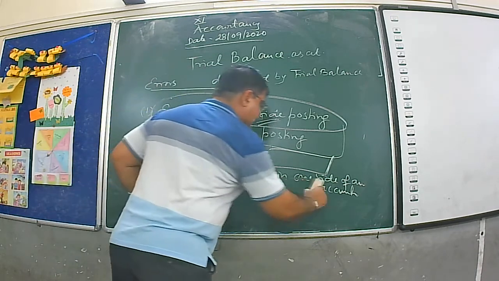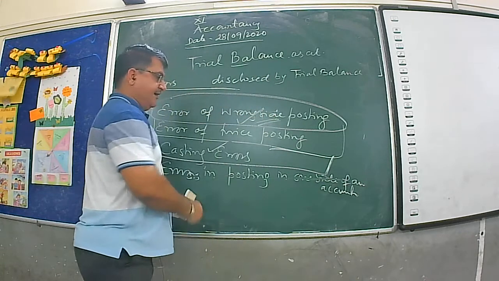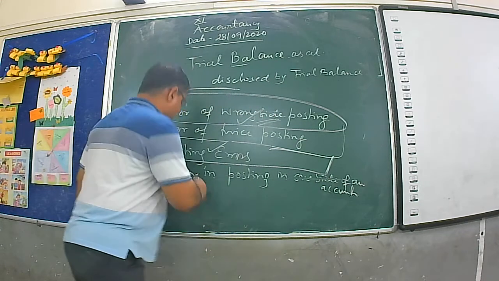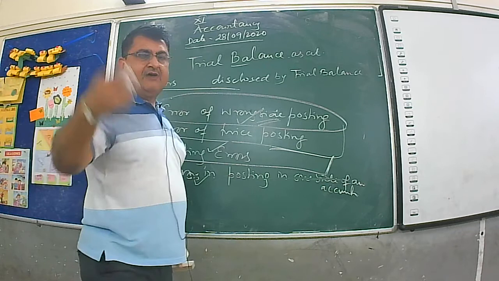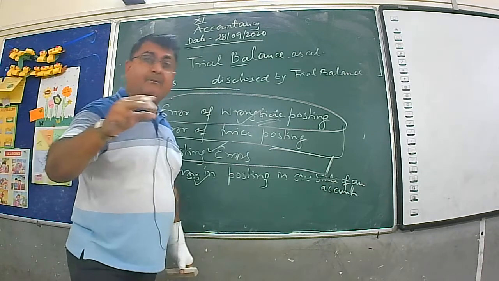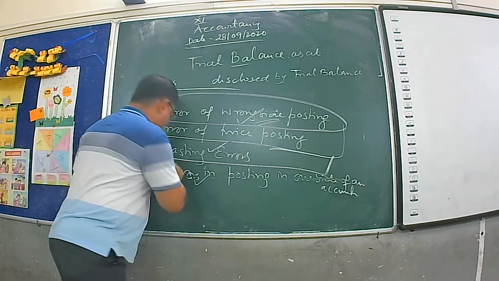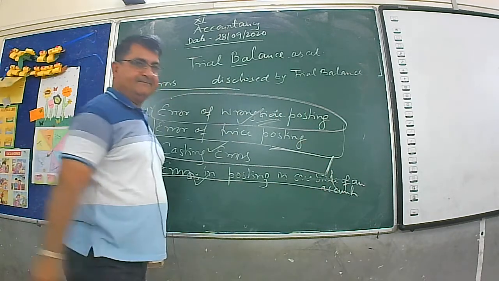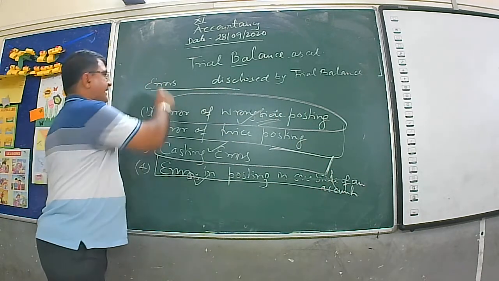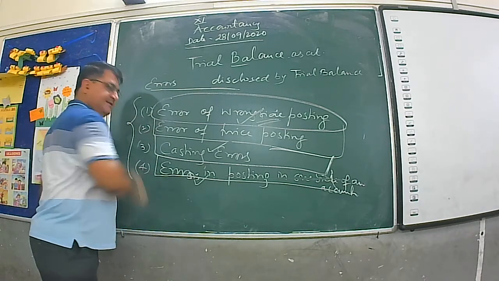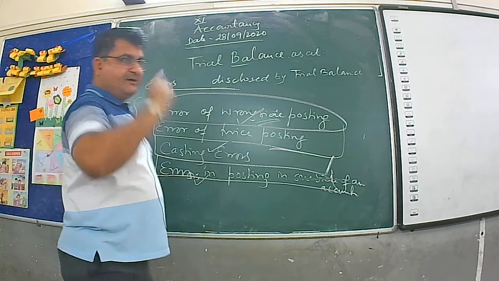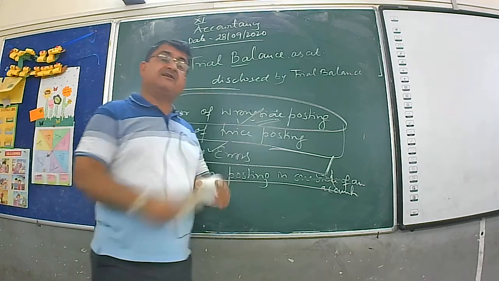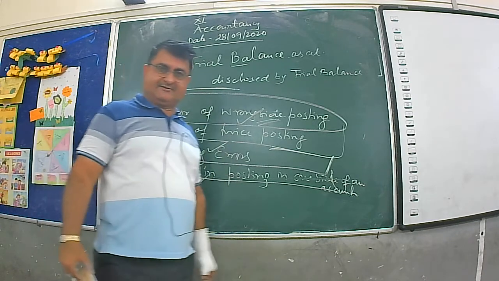And while errors in posting in one side of an account head, if it is committed and the other account is left unposted or unrecorded, the same error also gets detected after preparing the trial balance. So these are the errors which are disclosed by the trial balance. And the previous ones were the errors which were not disclosed after preparing the trial balance.